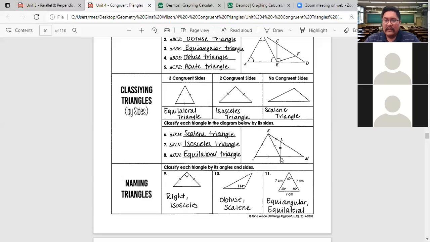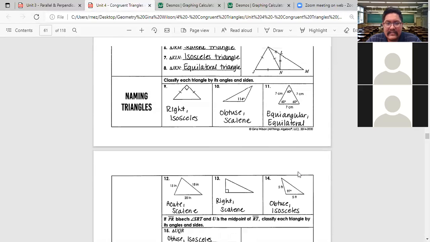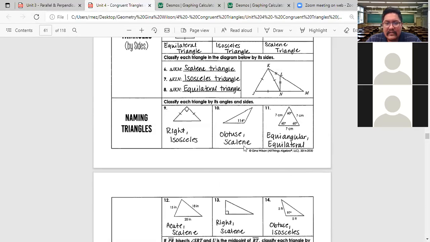All right, so now we're going to name some triangles, and I think there's another exercise directly below this one. So we're going to cover these at the same time. Sometimes when you have these split examples, this and this are the same thing. So we're going to name them by the angle and by their sides.